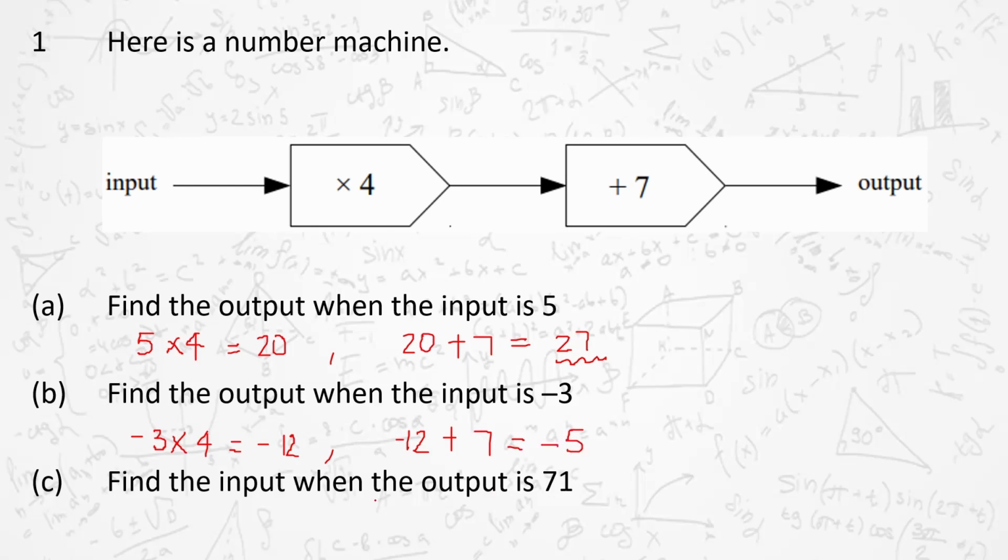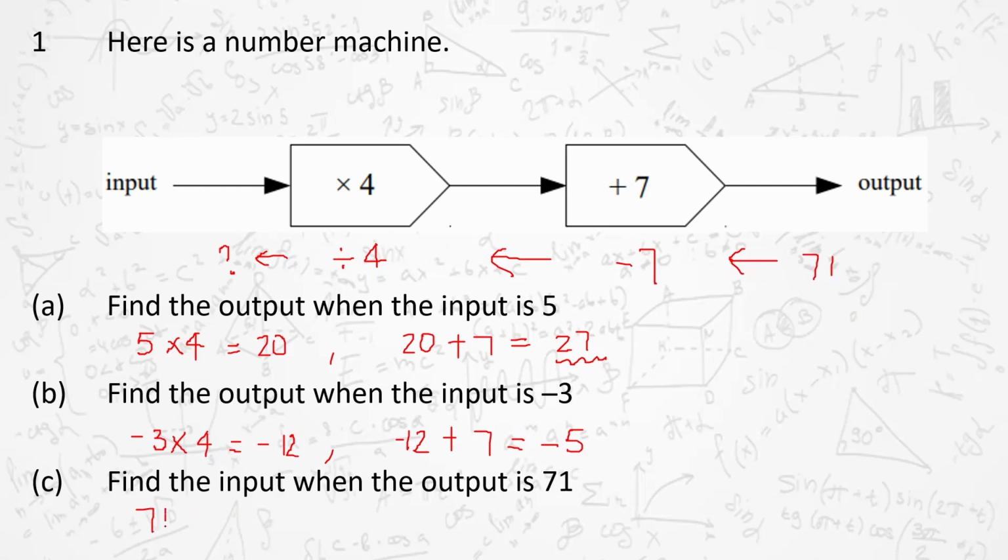Part C. Find the input when the output is 71. So remember, if you're going backwards from the output to the input, you need to do the opposite. If it was plus 7, then you need to minus 7. If it was times by 4, you need to divide it by 4. So here we go. Our output is 71. We need to work out what the input is.